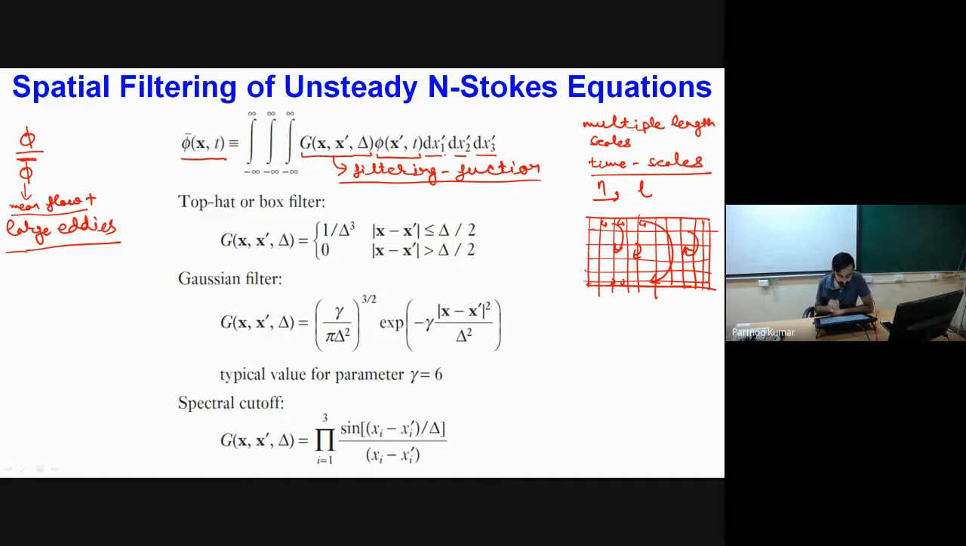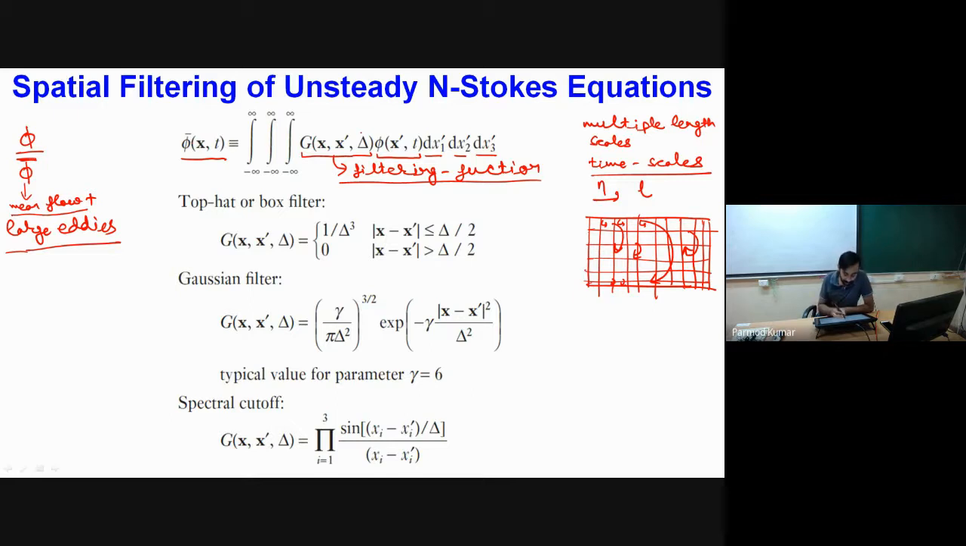Now you can see that once we multiply our instantaneous parameter phi with this filtering function g, we get our final outcome. I will not call it the mean; I will get some phi bar parameter which includes the effect of mean flow plus large eddies only.